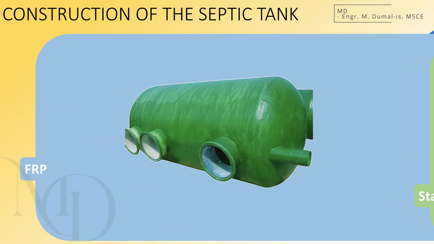FRP, or fiber-reinforced plastic septic tanks, are designed with industrial-level performance in mind. They combine high strength with lightweight and are extremely resistant to chemical attack, making them suitable for specialized or industrial waste. However, they are also among the most expensive, require careful installation, and in many residential cases, they may be more than what is actually needed.